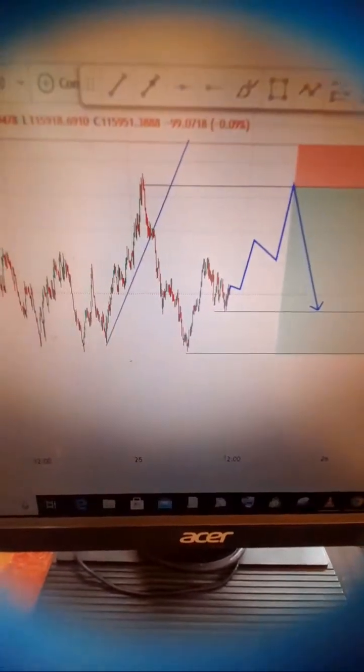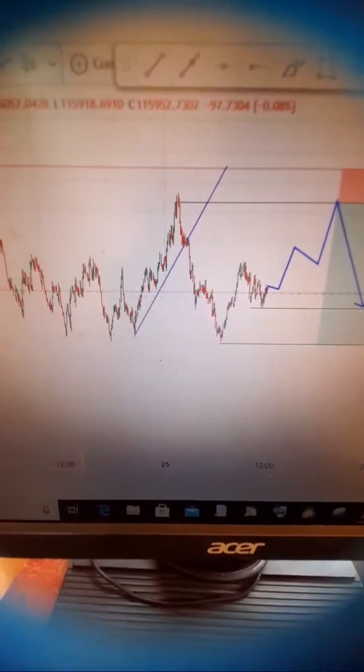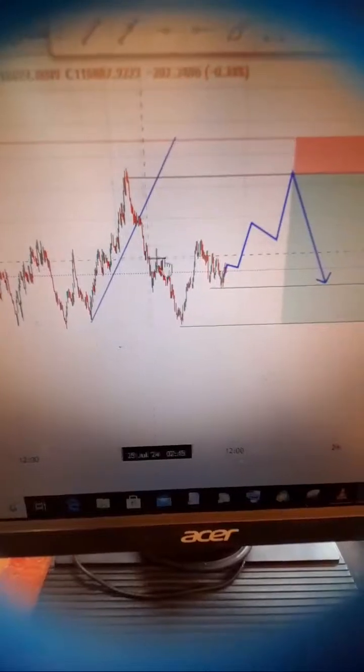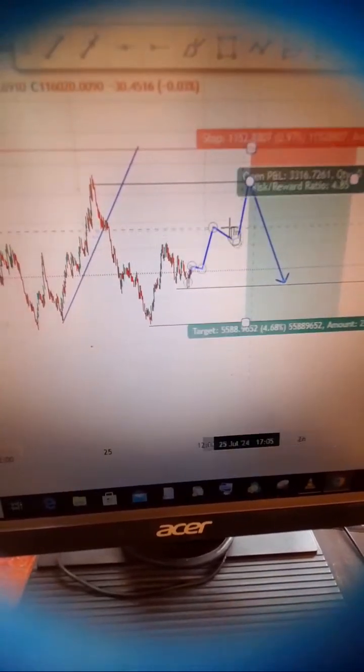One day, second day, third day, fourth day, you are losing, but you can get only one winning trade, and then it covers all your losses, and then you come back. That's why we always work hard to get good setups which can make us much profit. Are you getting the point? Which can make us big profits.